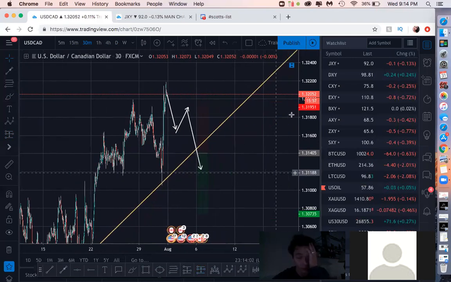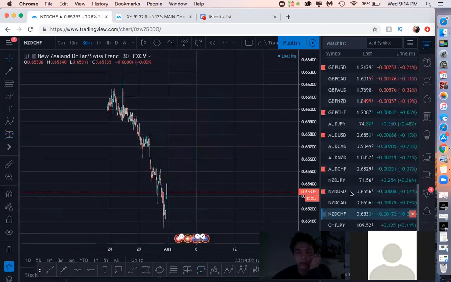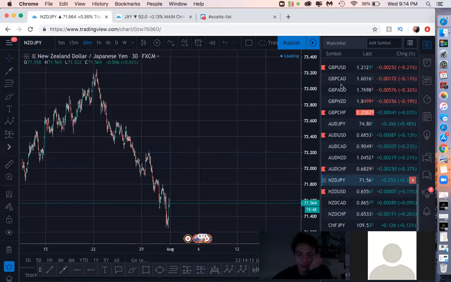And really, this is how I scan the markets. This is how I find my trades. It's quite a simple method, nothing too serious.